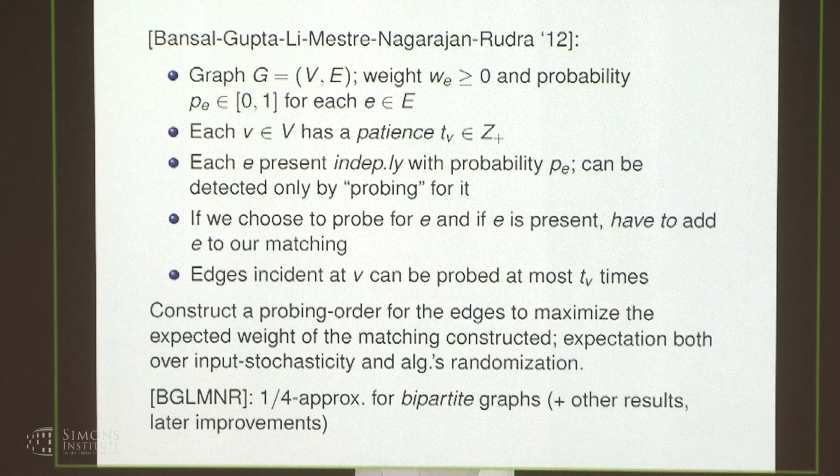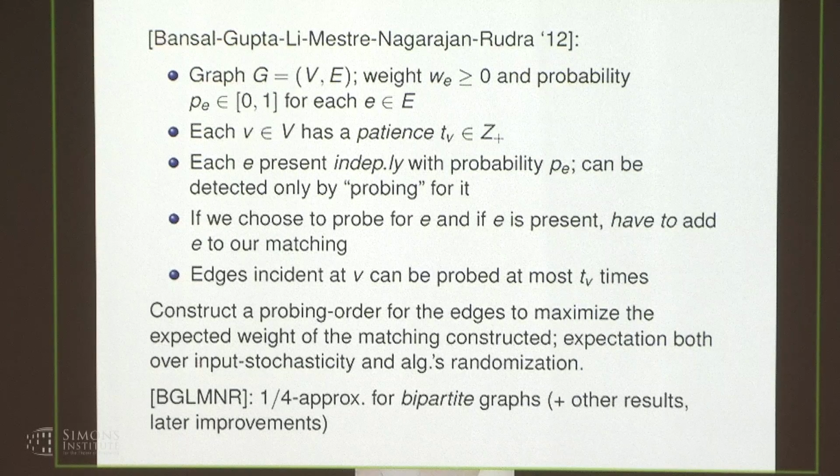What these authors achieve is a 1/4 approximation for this for bipartite graphs. They get other results as well, and some of these results have been improved upon, but their algorithm can be very succinctly described using dependent rounding. So I thought it would be a nice example to show you. This is the problem, and they're going to focus on bipartite graphs. Once you have a bipartite graph, we can naturally run the dependent rounding that we just saw a couple of slides ago.